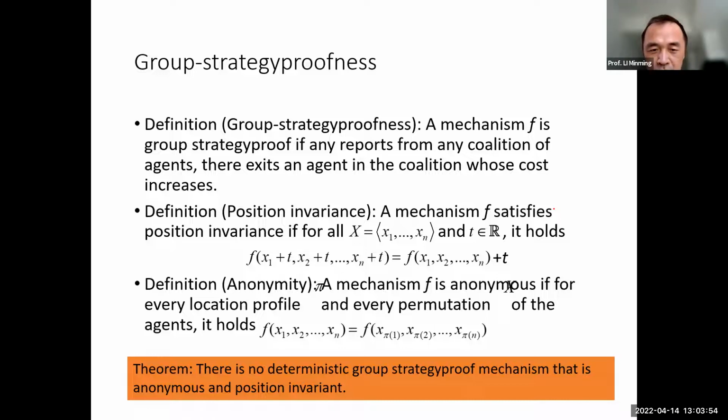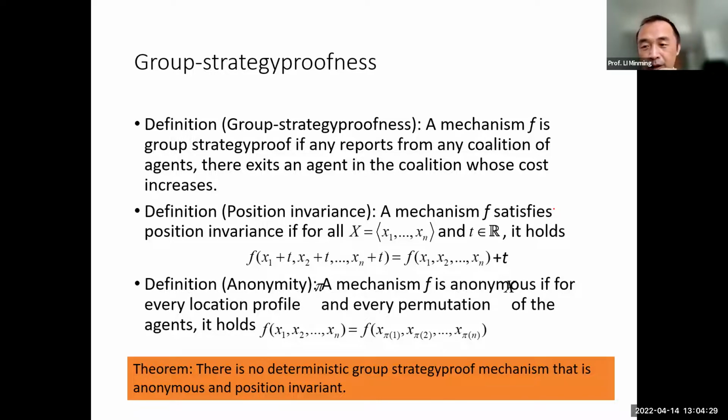And then finally, there's one property called anonymity. So this one is also very useful. It basically says if A and B swap their locations, then the output should be the same. The mechanism should not treat agents differently. It should not be the case that because you are my friend, I'm going to build a facility close to you, right? So this will never happen. If you swap two people's houses or swap two people's locations, then the output should not change. It should still be the same.